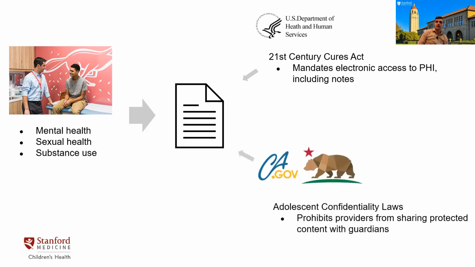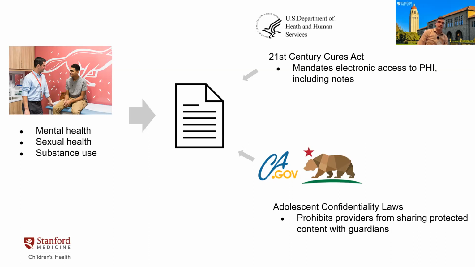The second piece is adolescent confidentiality laws, and these are state laws that prohibit providers from sharing information with the parent of a teen without the teen's written consent if that information pertains to certain topics. And those topics are the ones listed on the left. So mental health, sexual health, and substance use. This law has been around since the 80s. Most states have analogous laws. And the intention is to, one, encourage patients to seek care for sensitive topics, and also to protect kids who are in the unfortunate circumstances of potentially being harmed if this type of thing were to be made public.